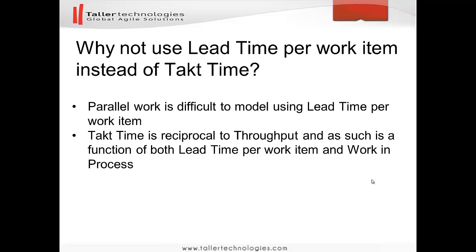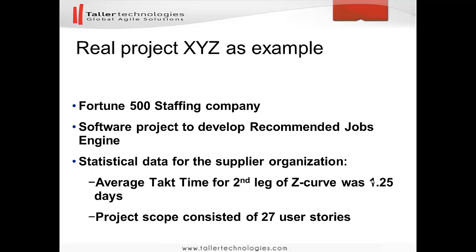On the other hand, takt time is reciprocal to throughput, and is a function of both average lead time per work item and average work in process. Hence, when we are using takt time, we account for both lead time per work item and work in process. Here we will look at a real project as an example, and then we will see how to use Monte Carlo simulation in Excel for predicting delivery date for a new project.